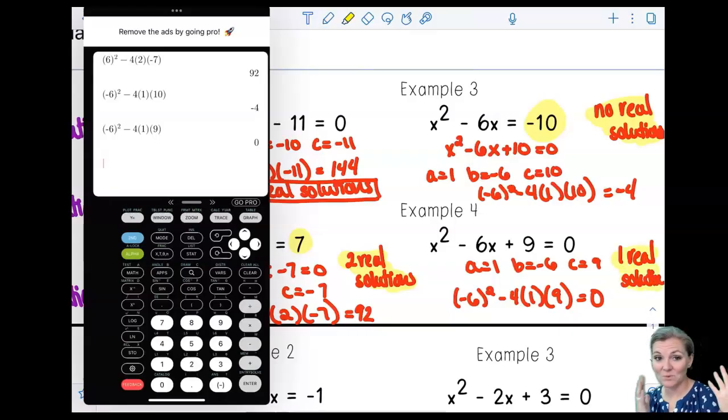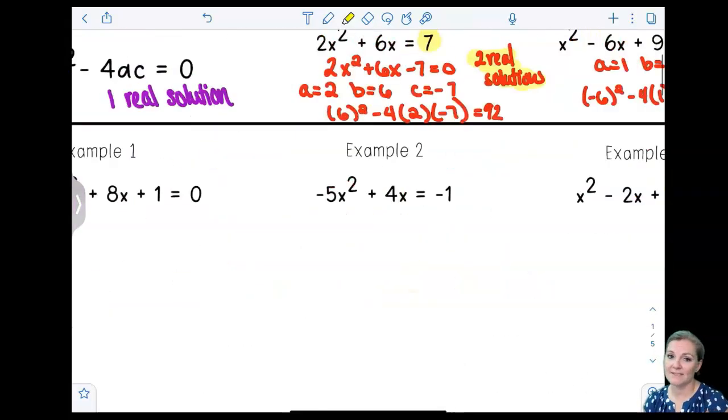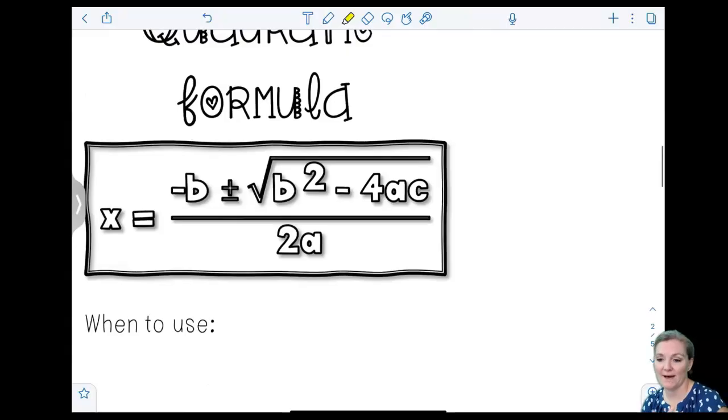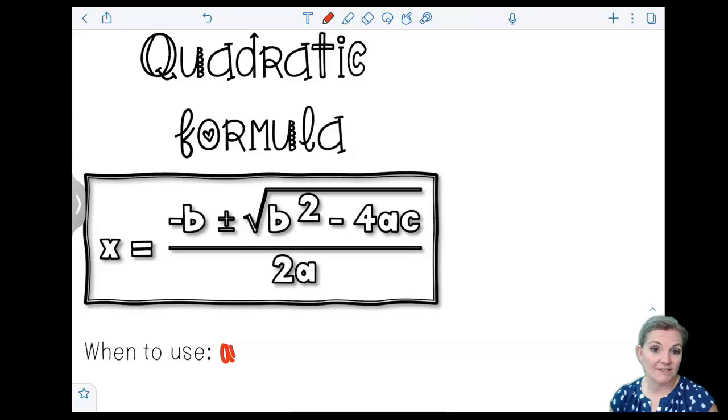And that's discriminant. Really easy. Telling you how many solutions you have. That's all a discriminant's going to tell you. It doesn't tell you what the solutions are. It just tells you how many you have. Quadratic formula, however, will give you solutions.